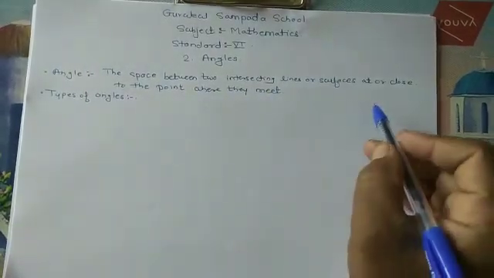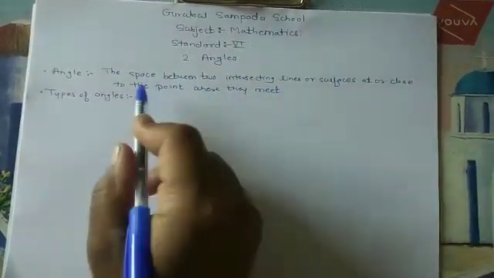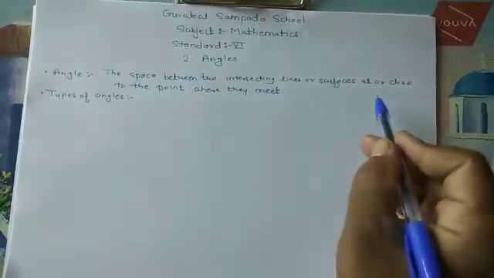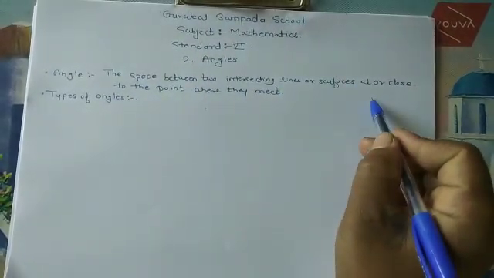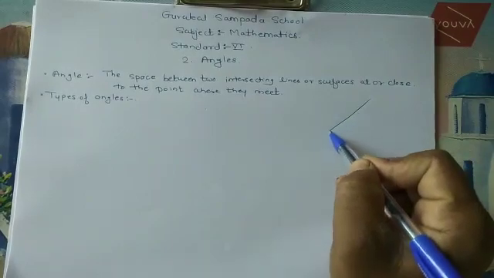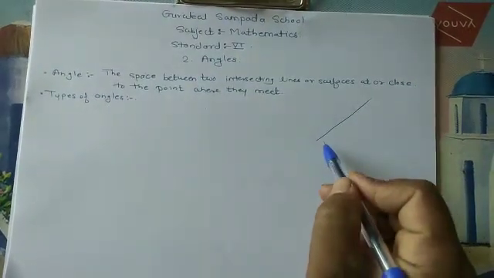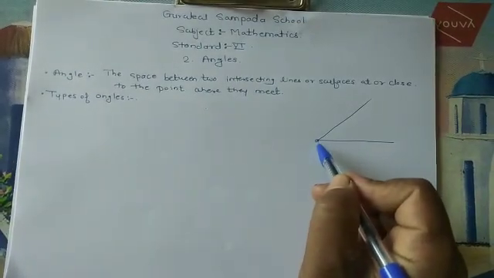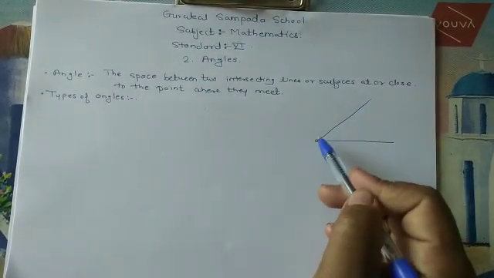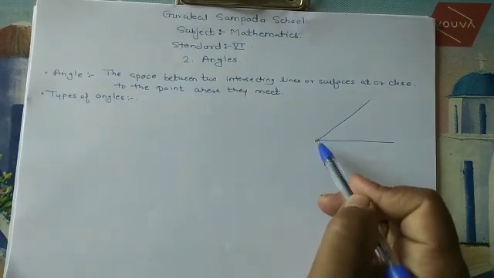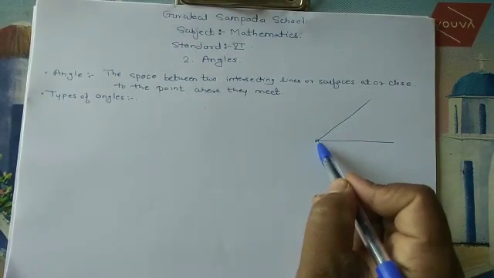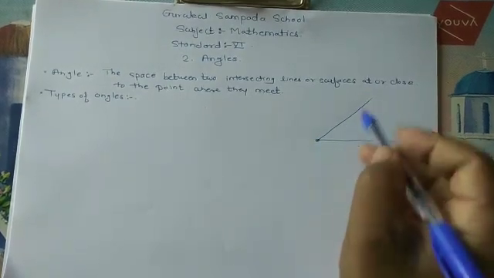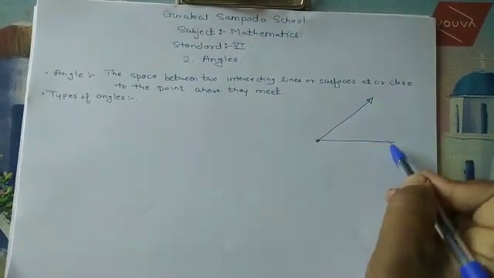Okay, what is the meaning of this? Now simple, the space between two intersecting lines. We already studied the two intersecting lines. Now see here, suppose I draw one line, and second I draw a second line. Now this point is an intersecting point because this line and this line are meeting at this point. Therefore these two lines are called what?